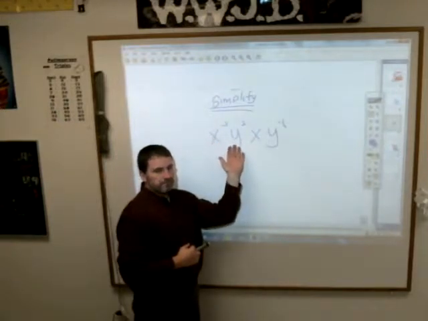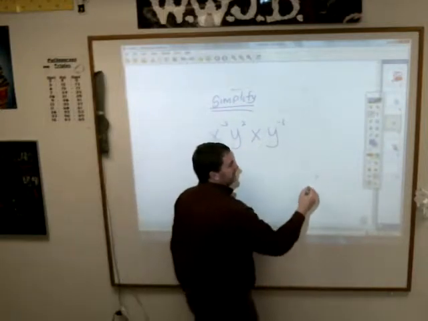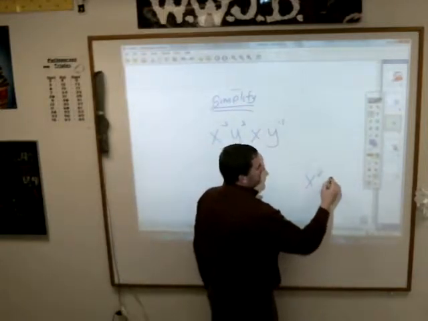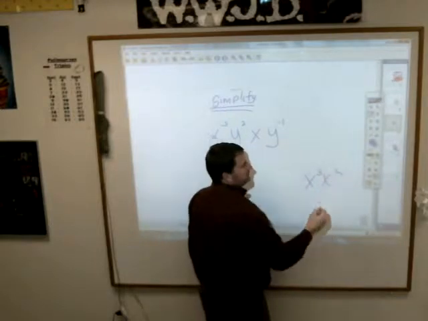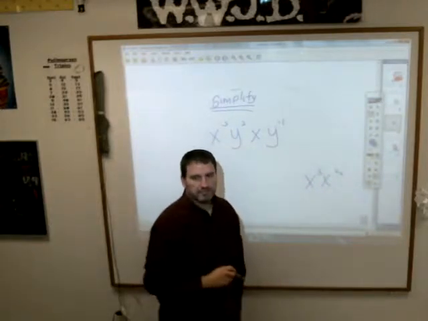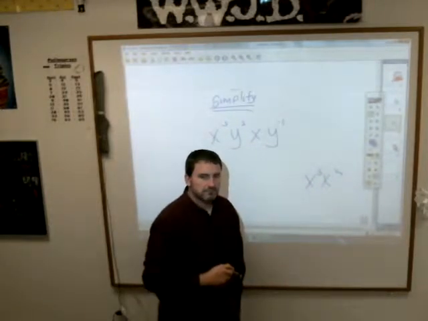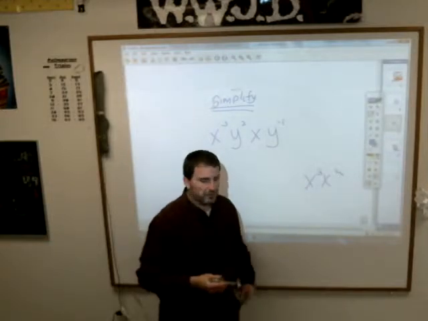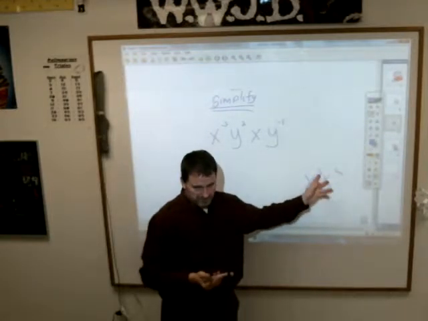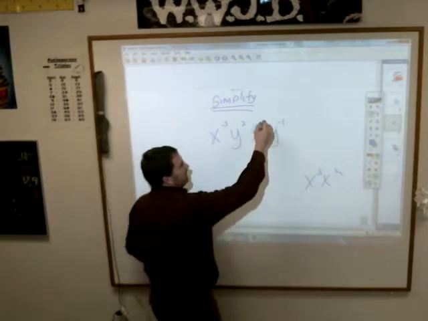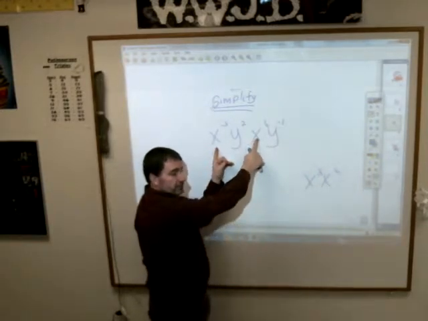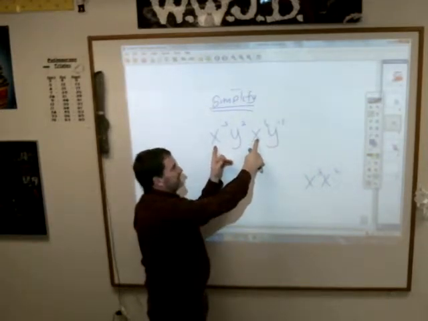What if I have this? If I have x to the third times x to the second power, what does that equal? X to the fifth power. So what did you do there? You added their exponents together. Same thing here. The first thing you're going to do is find the like letters and add their exponents together.